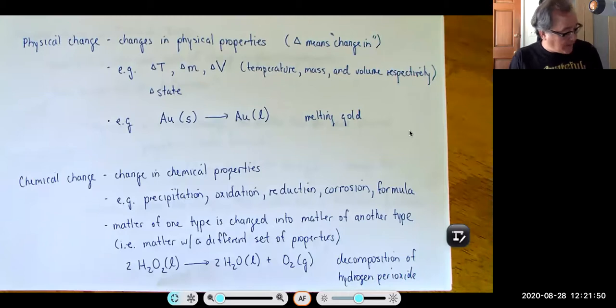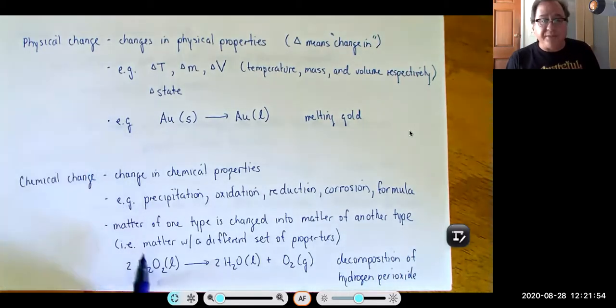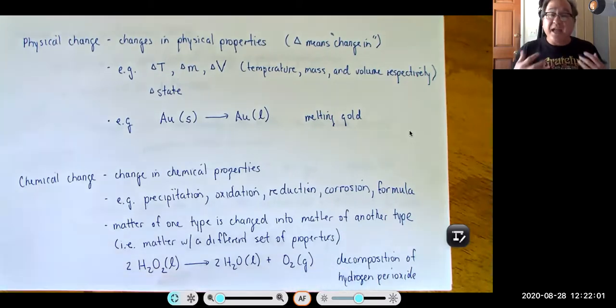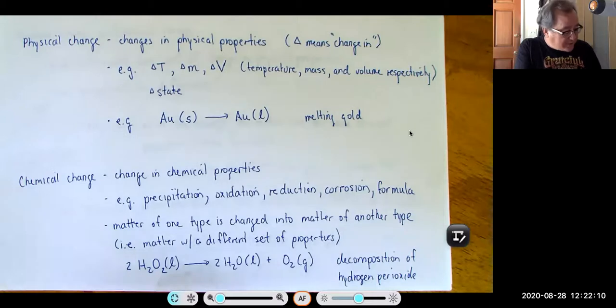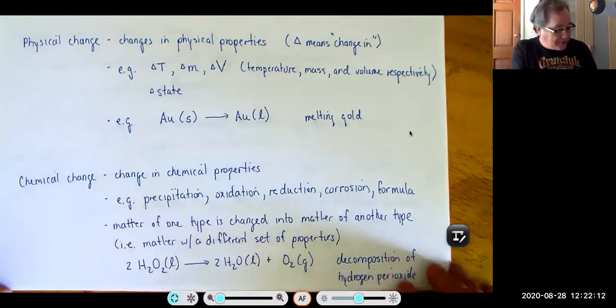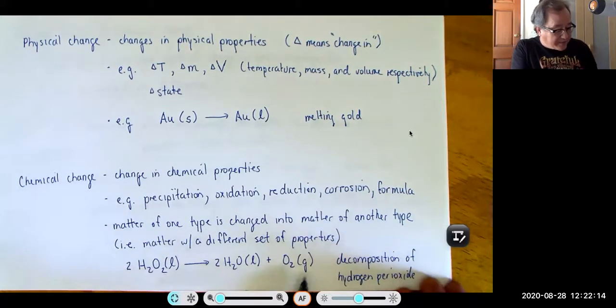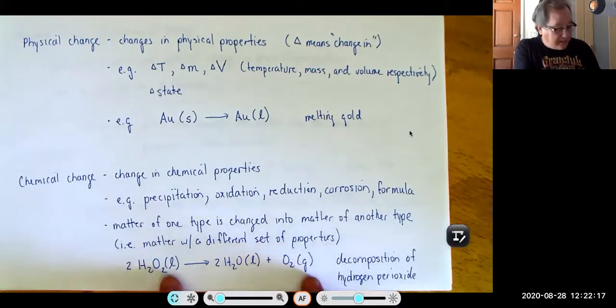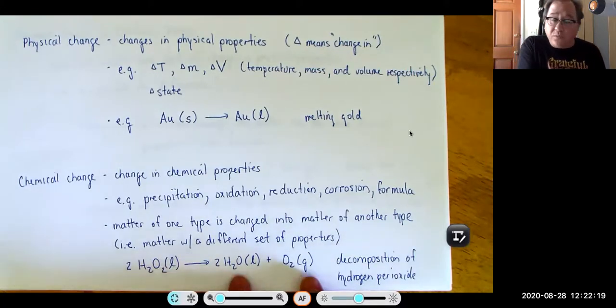Okay? All right. So for a chemical change, you're trying to change matter of one type into matter of another type. So if you have another type of matter, it's going to have a different set of properties. Do you remember how we talked about we like to look at properties because different matter will have different types of properties? Well, here we're going to see that in this chemical change you are going to have a different set of properties. Here, this is a liquid, and you make 2 different things. One is a liquid and one's a gas.